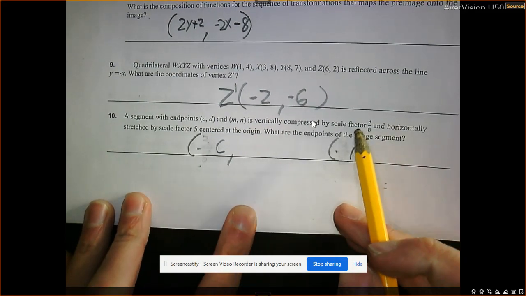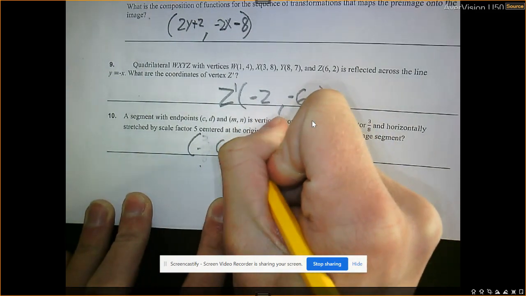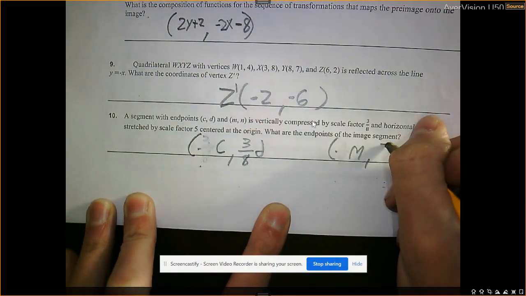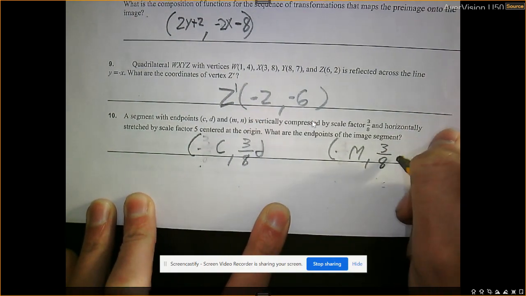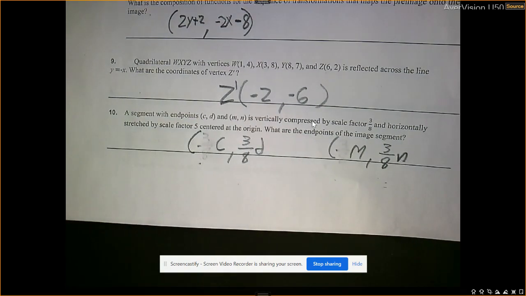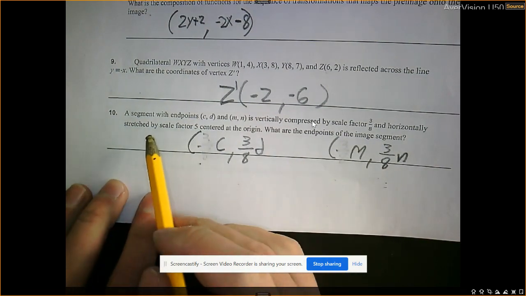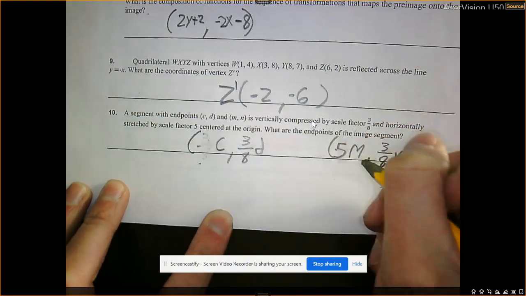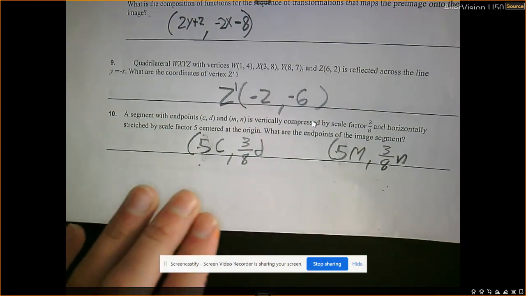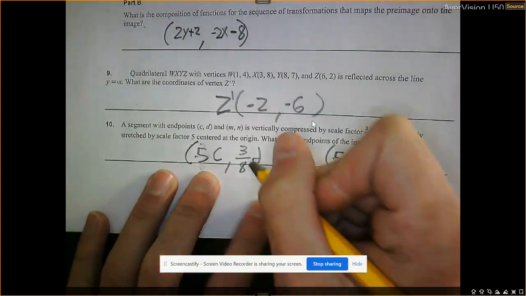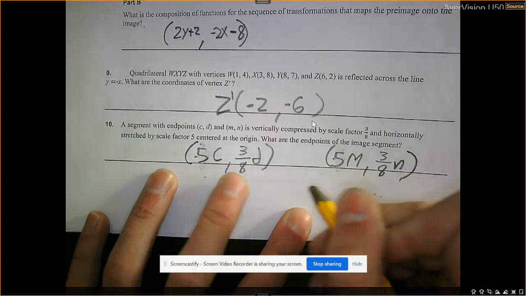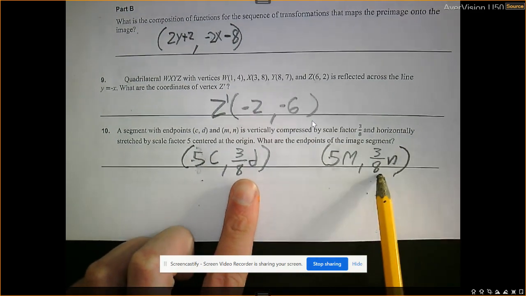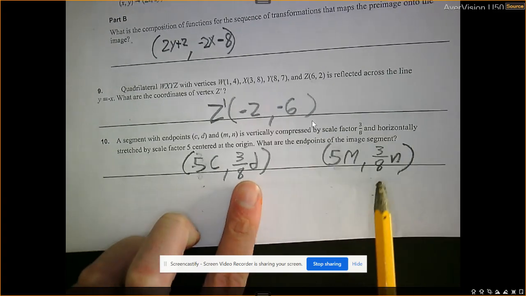Vertically compressed by a scale factor of 3/8. So that's going to actually happen to our y, which is D and N. So that's going to have the 3/8 multiplied by, I'm sorry. And then horizontally stretched, okay, horizontal is our x value, by a scale factor of 5. So that's how I know I need to multiply my x by my 5. My x gets multiplied by my 5. And the vertical compression is being done to my D and N because those are my y values.